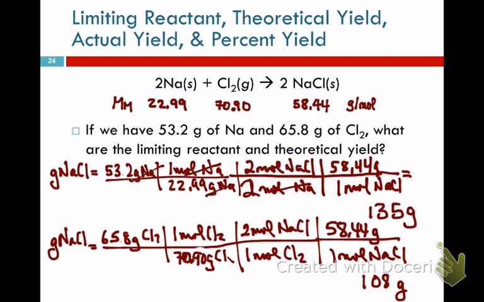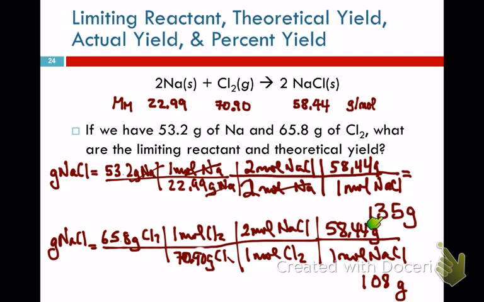So here's the deal. In this problem, the chlorine can give me 108 grams, and the sodium can give me 135. When I get to 108 grams of sodium chloride, how much chlorine is actually left? The answer is none, because this is how much sodium chloride this much chlorine can make. As the reaction goes, this is getting used up, and when I get that 108 grams of sodium chloride, the reaction has to stop because this is all out. So I'll never get to the 135 that this one says it could get to.